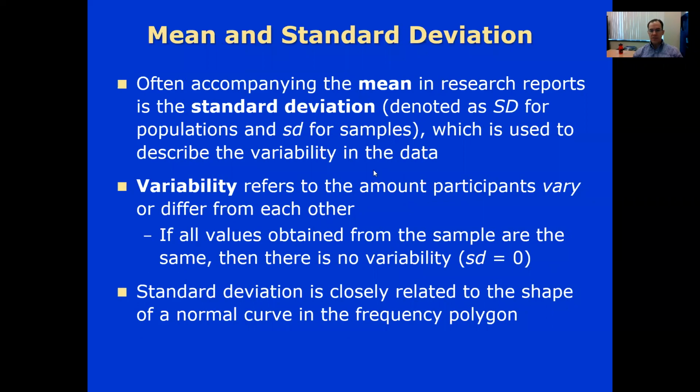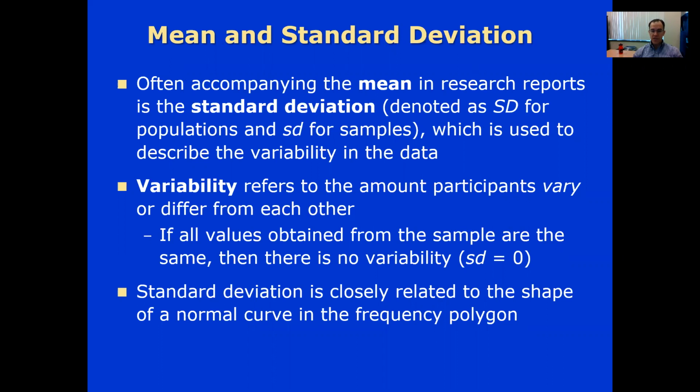Now, often accompanying the mean in research reports is the standard deviation, which is denoted as a capital SD for population and a lower case sd for samples. And the standard deviation is used to describe the variability in the data. So how much does it vary around the mean itself? And variability refers to the amount participants vary or differ from each other.